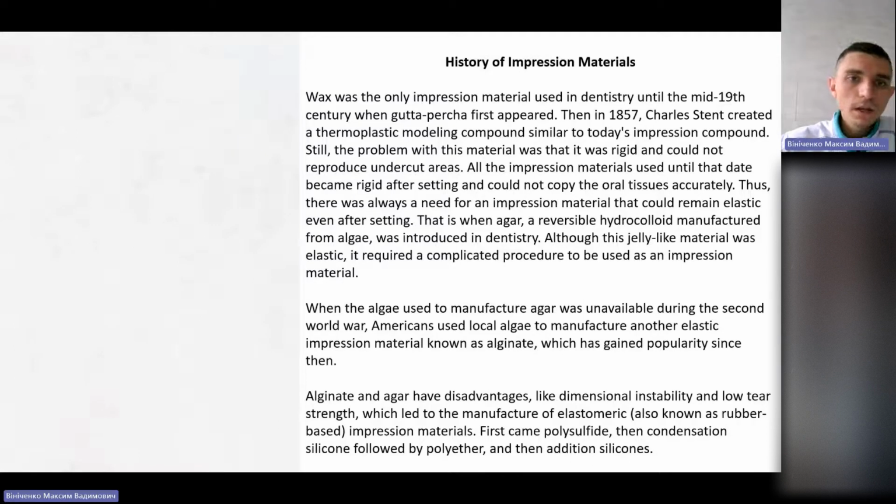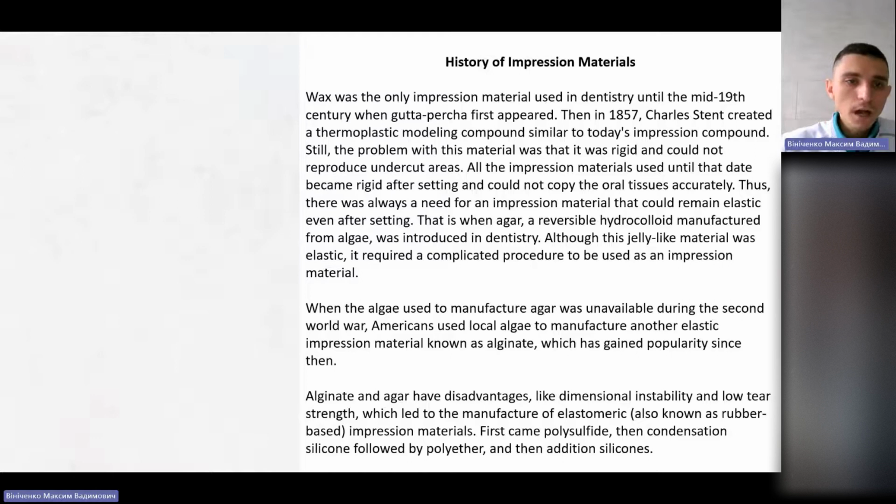That is when agar, a reversible hydrocolloid manufactured from algae, was introduced in dentistry. Although this jelly-like material was elastic, it required a complicated procedure to be used as an impression material. When the algae used to manufacture agar was unavailable during the Second World War, Americans used local algae to manufacture another elastic impression material known as alginate, which we use nowadays to make impressions. Alginate has gained popularity since then.